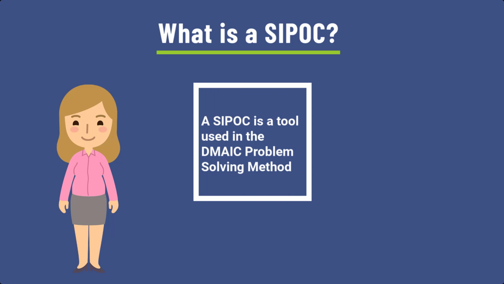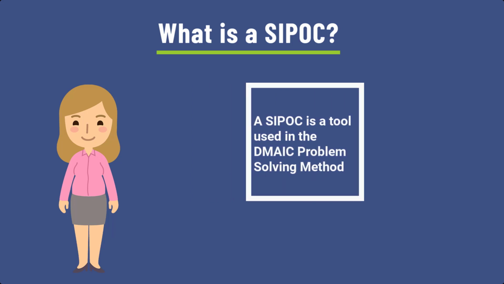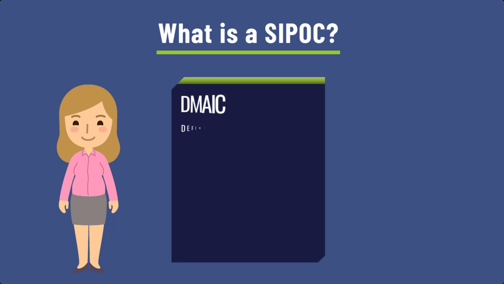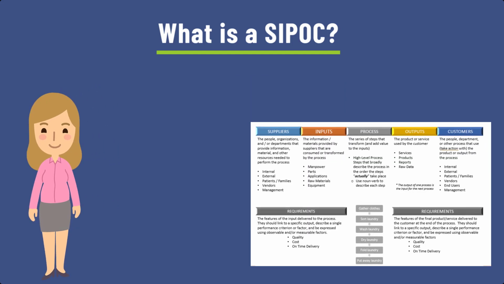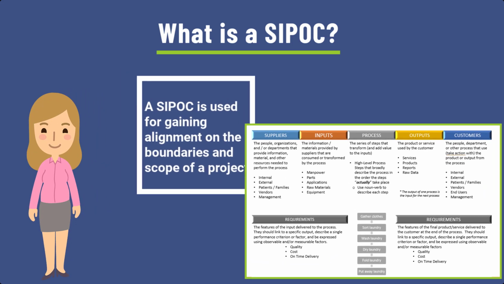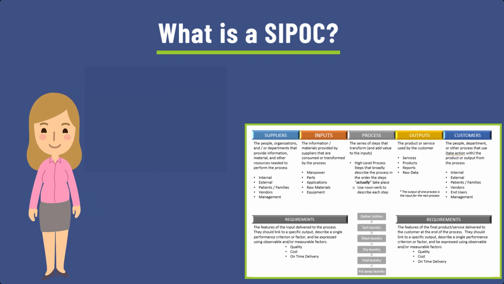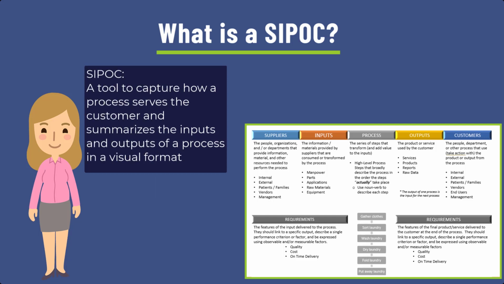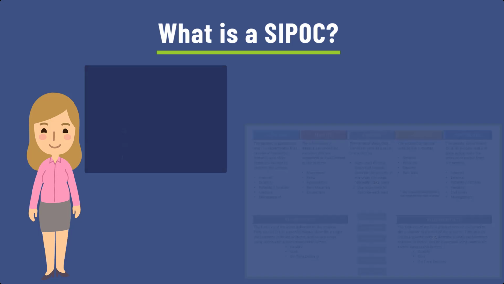A SIPOC is a tool in the DMAIC problem-solving method. DMAIC is an acronym for Define, Measure, Analyze, Improve, and Control. We use a SIPOC in the define phase to get alignment on the boundaries and scope of a project. A SIPOC is a useful tool that depicts how a process serves the customer and summarizes the inputs and outputs of the process in a visual format.